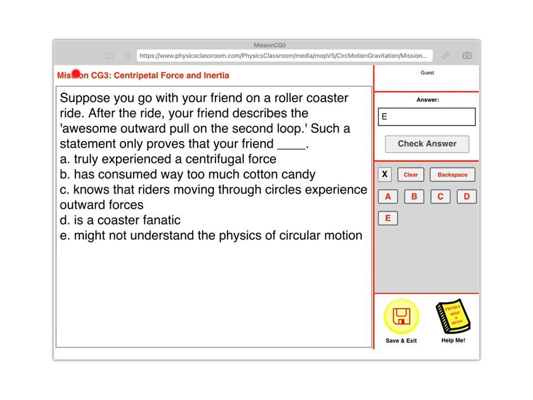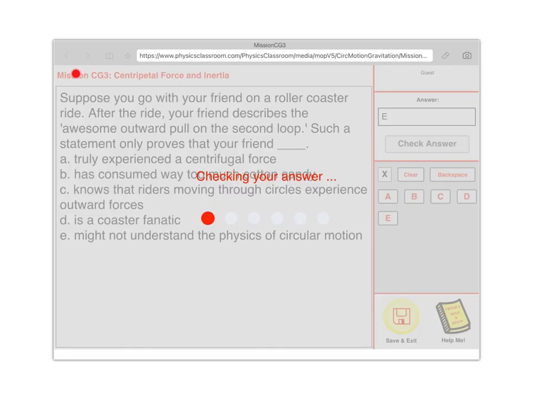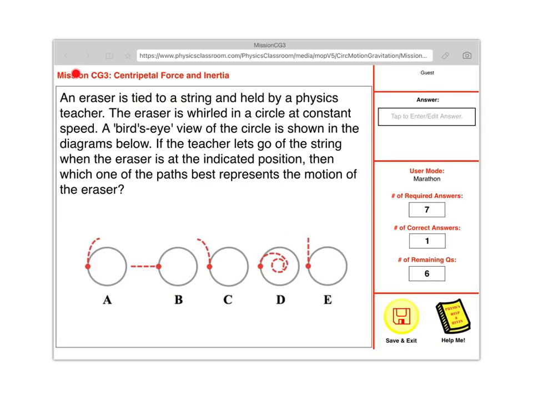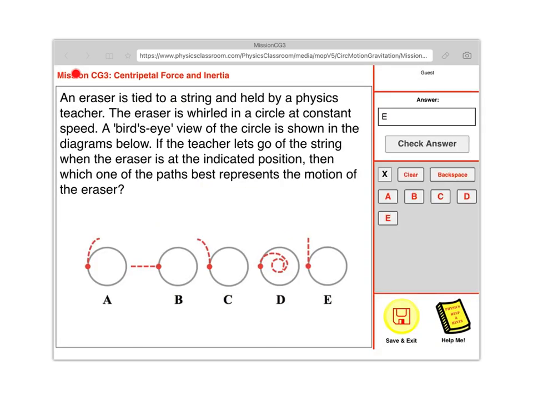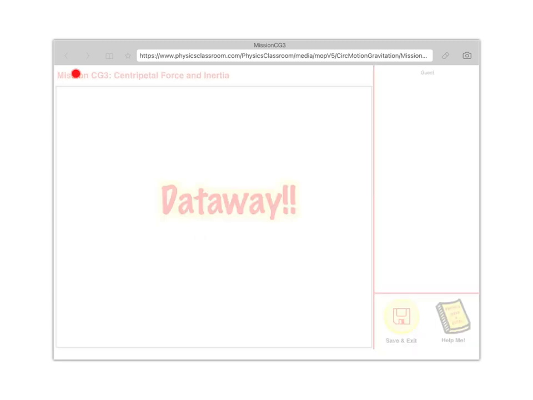If you look over all 5 statements, you'll see that the only correct one is E. Once again, if the string breaks, the object is going to move tangent to the circle. So that's E again.